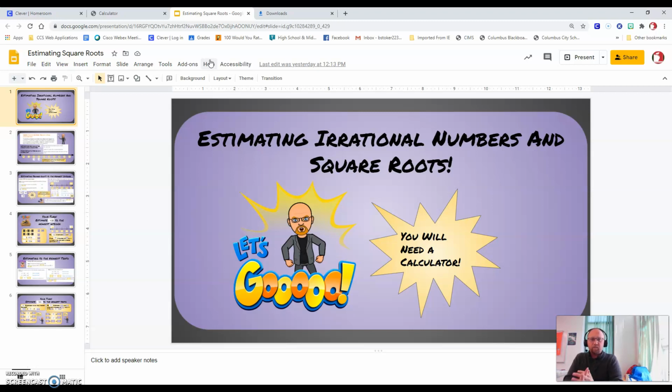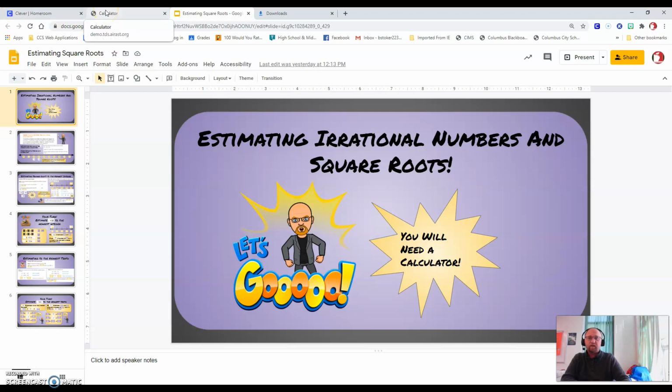Basically, any type of number that is not a perfect square is what we call an irrational number. If you remember, irrational numbers never stop after the decimal point. They just have numbers that keep coming and coming after the decimal point, and they'll go on infinitely.